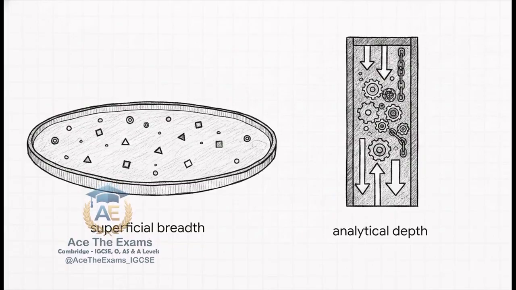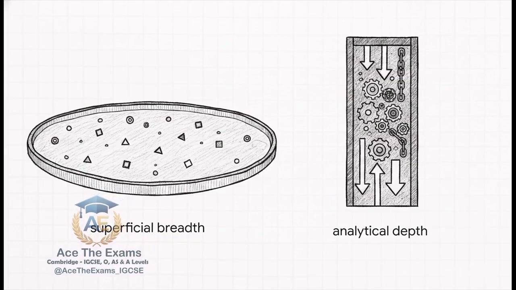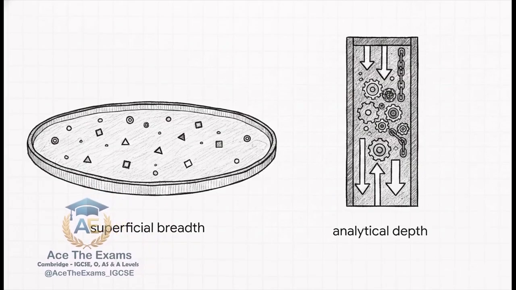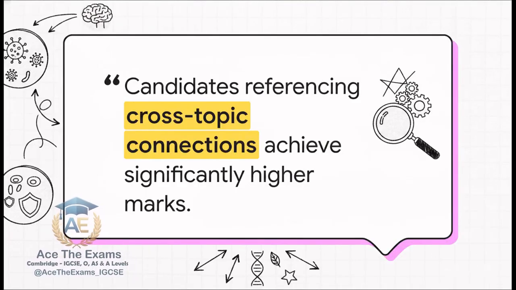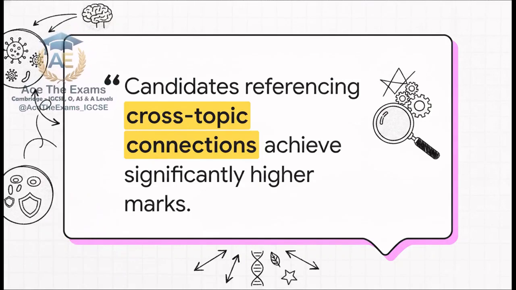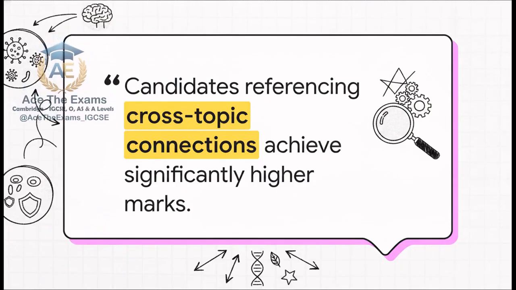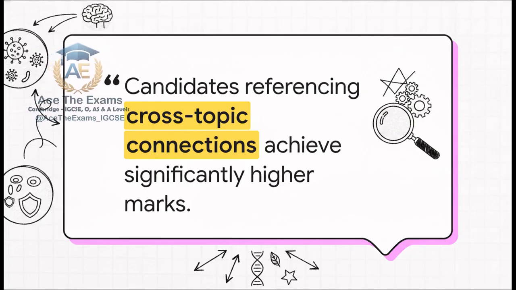What they actually want is for you to systematically analyze the evidence to show exactly how, say, Mycobacterium bovis transmits through unpasteurized milk. Just look at this direct quote from the reports. Candidates who reference cross-topic connections achieve significantly higher marks. This proves that top-performing students have a connected, conceptual understanding that transfers seamlessly to completely unfamiliar contexts.